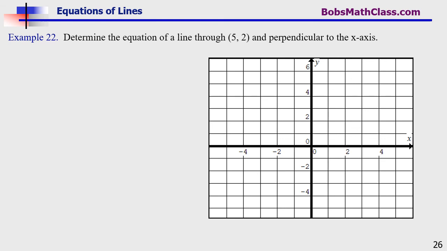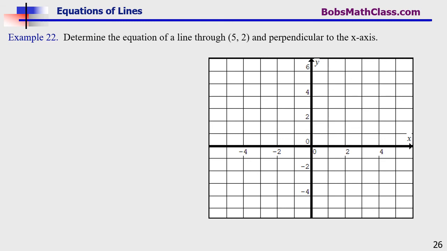The equation of the x-axis is actually y equals 0, right? A horizontal line is always y equals a number. Y equals 1, y equals 2, y equals -1. Well, the x-axis is actually y equals 0.